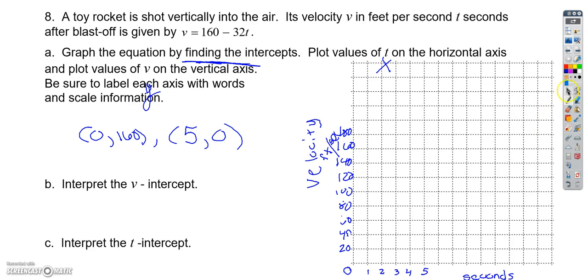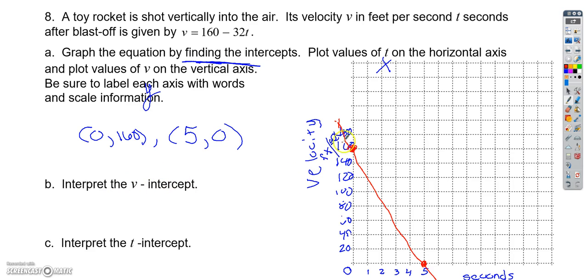So I'm going to say 5, 0, which would be right here, and 0, 160, which would be right here. Connect them with the line. Remember my line. Well, I did pretty good that time.